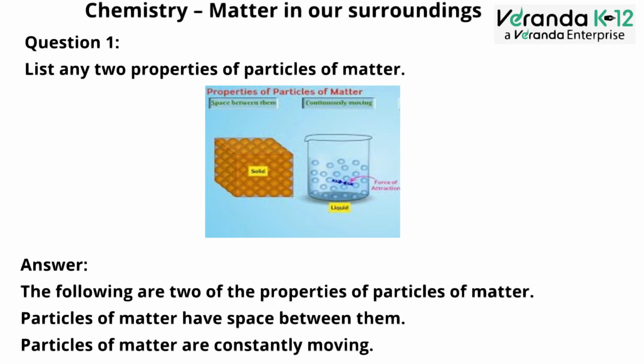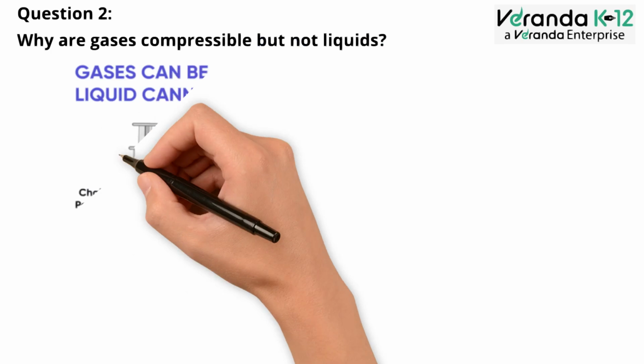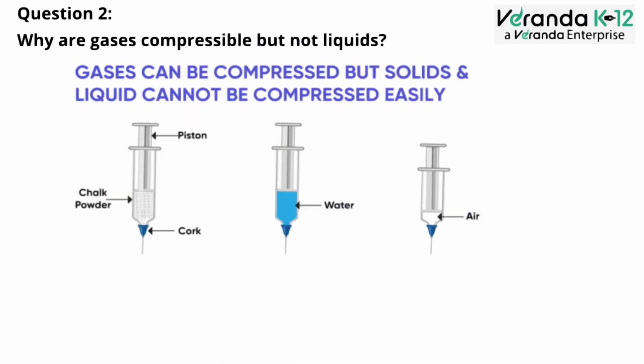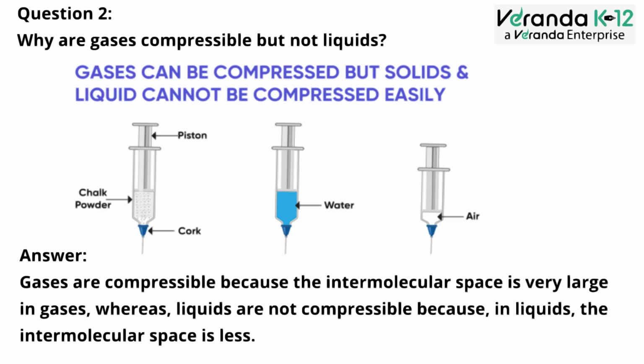Let us move on to question number 2. Why are gases compressible but not liquids? And the answer is, gases are compressible because the intermolecular space is very large in gases, whereas liquids are not compressible because in liquids the intermolecular space is less.